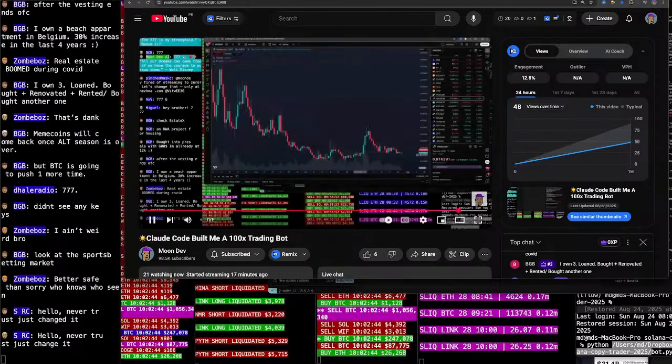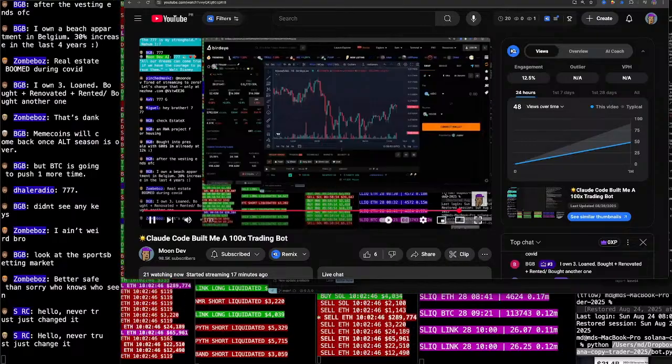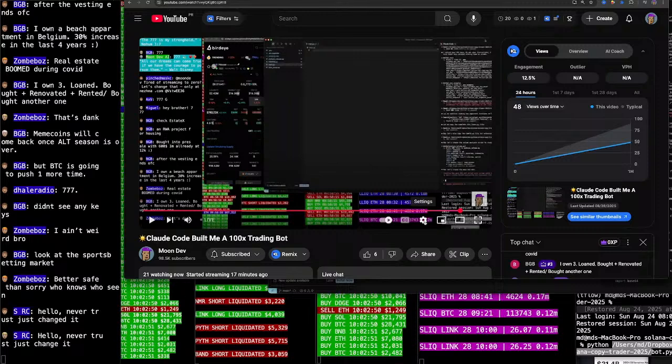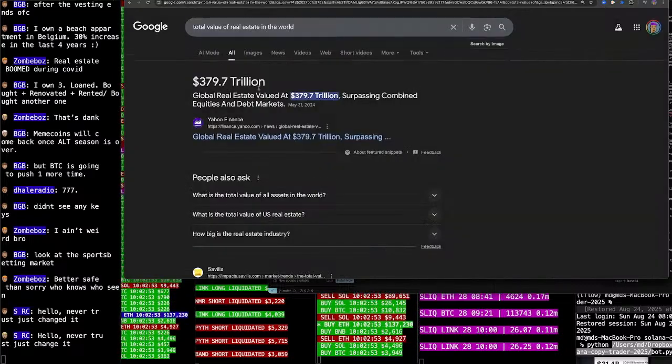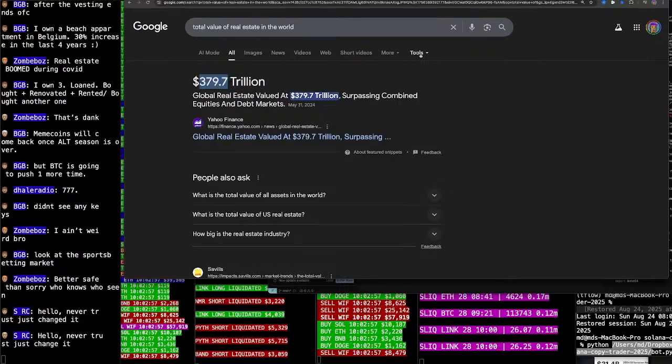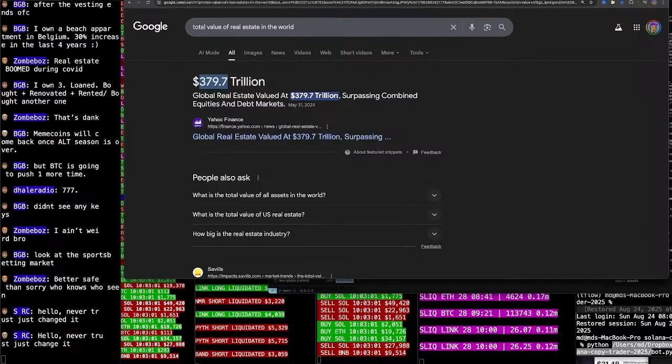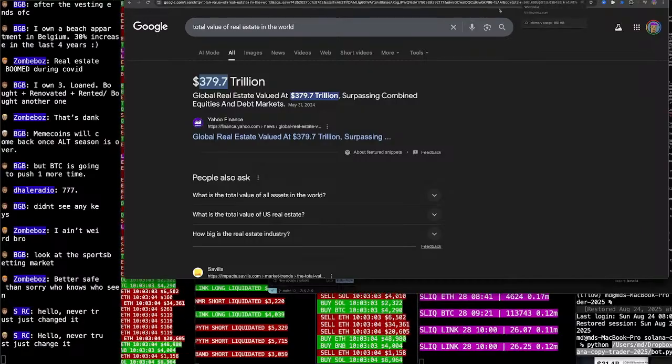One house equals one house coin. Come on, dude. I love that thesis, because if it comes anything close to true, that means 379 trillion market cap. That's why I'm saying this is a 100x bot. I mean, it's 100x or zero, of course.